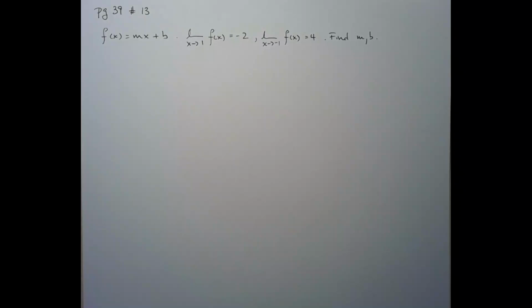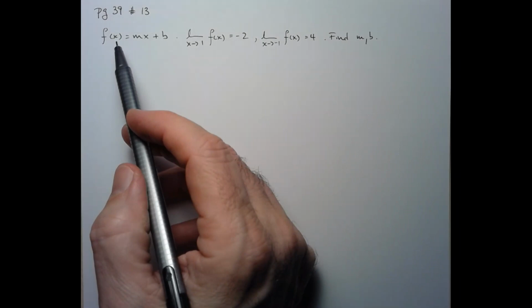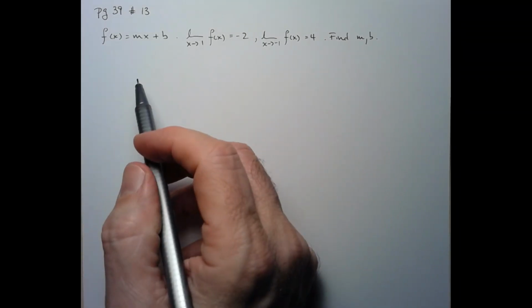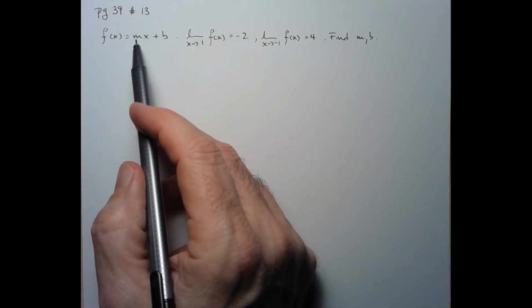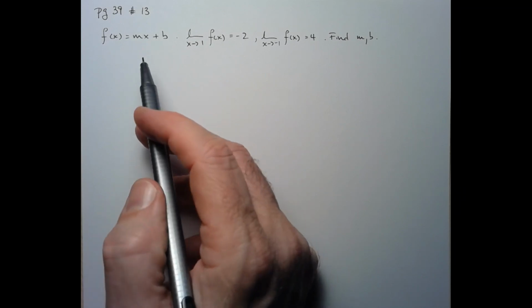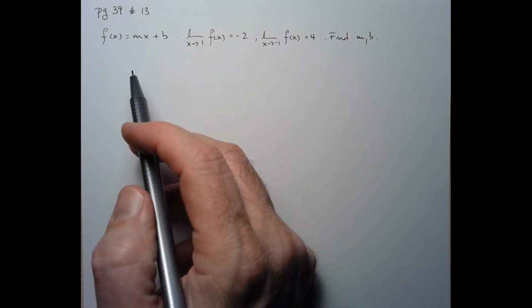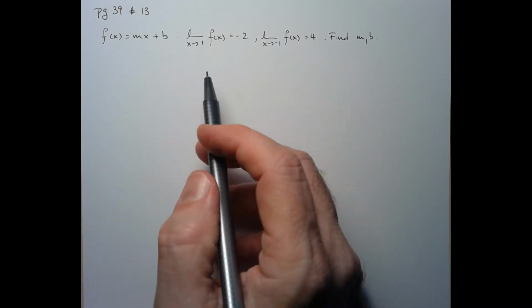Hi folks, we're going to take a look at page 39, number 13. Here we're given this function f, and we're looking for the values of m and b. Of course, it's just a linear function, so we're looking for the slope and the y-intercept, and we're going to use the information given.